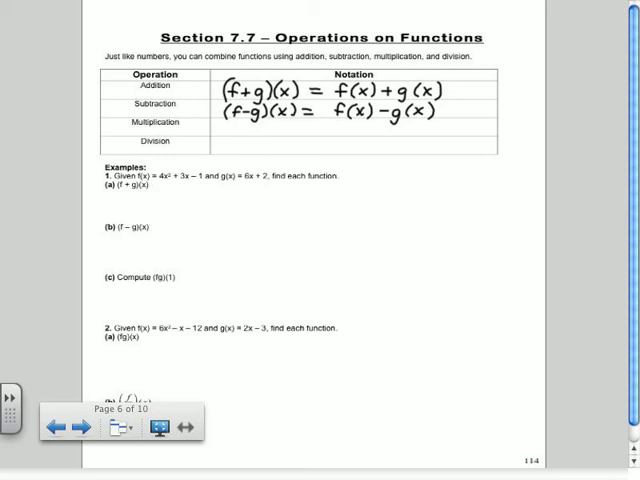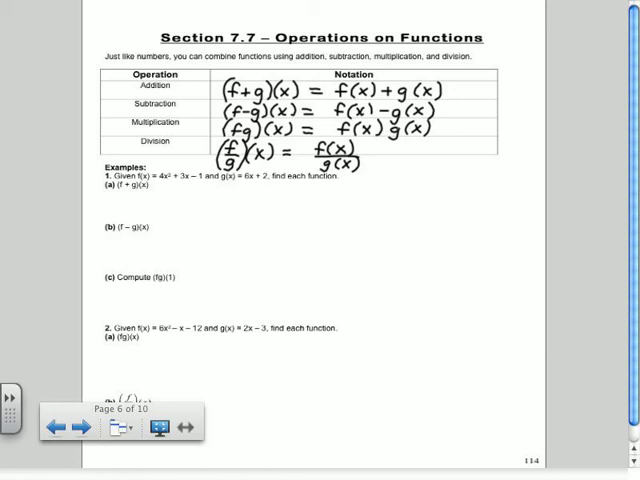Okay, multiplication, you'll see it written as f times g in parentheses of x. So that's just saying take f of x and multiply by g of x. And then division, you might see f divided by g in parentheses of x. So all that means is f of x, take that function and divide by the second function.